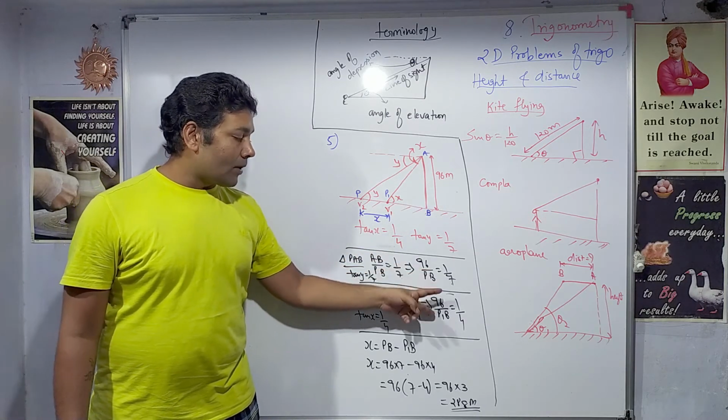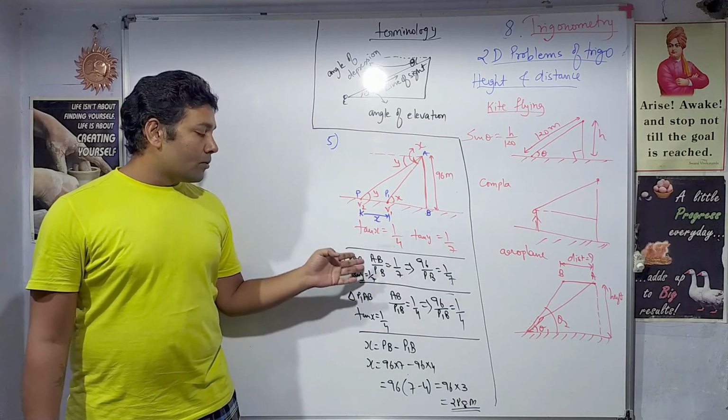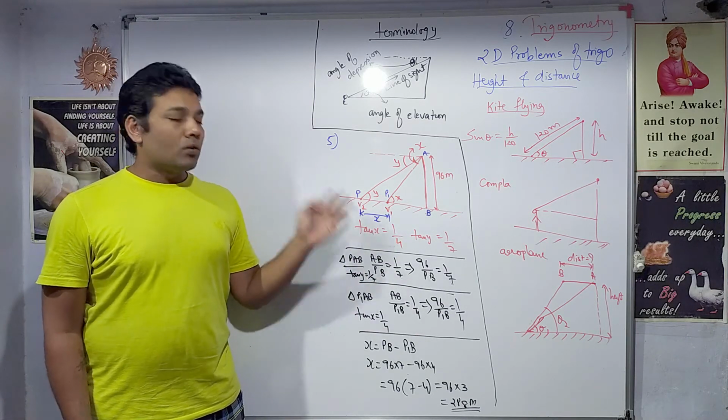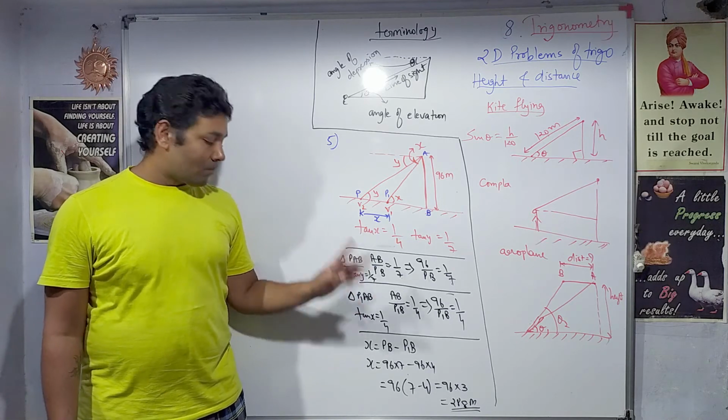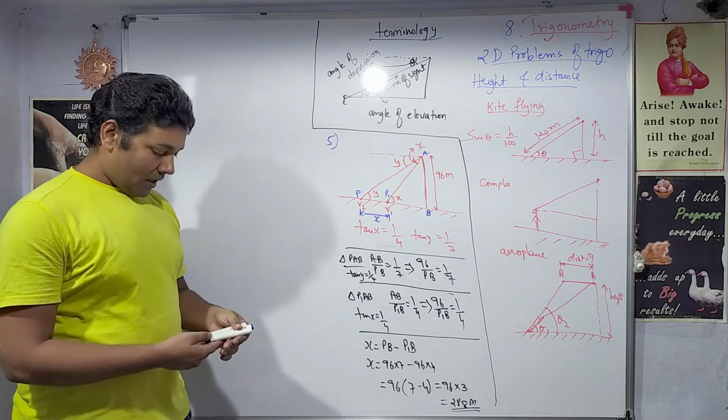And then two equations have to be formed from the two triangles. Either you will use tan, sine or cos. Most of the times tan works. And then solving gets us the answer, 288 meters.